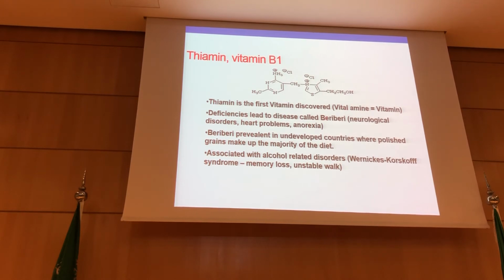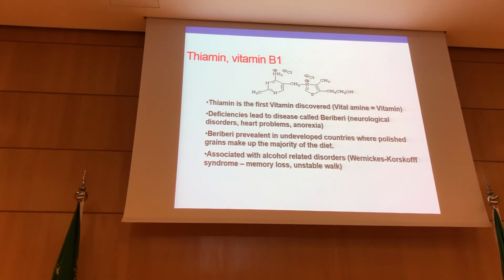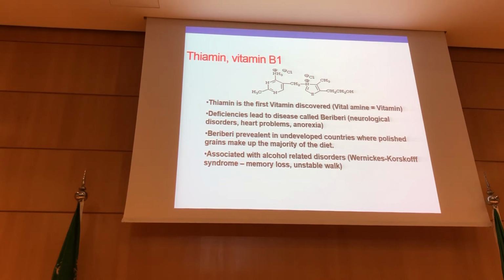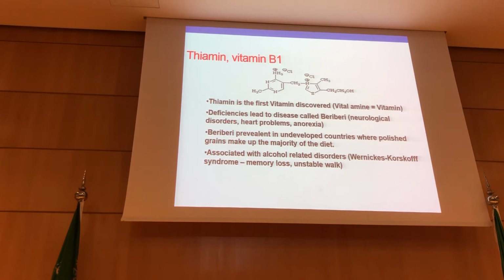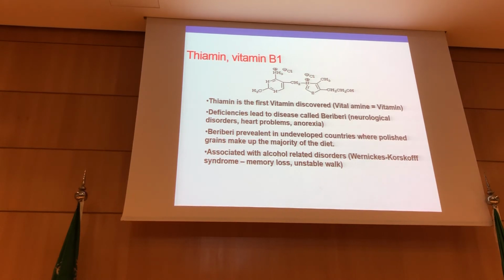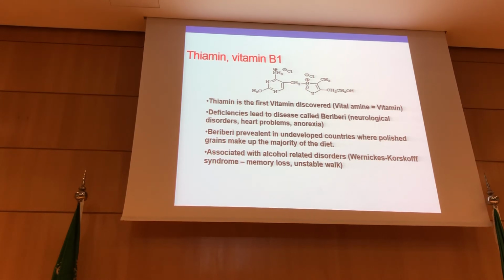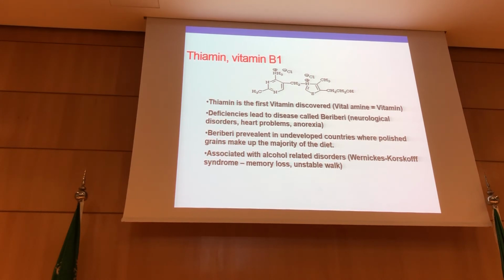Thiamine, or vitamin B1, was the first vitamin discovered. It was discovered in prisoners, by the way, because the prisoners were eating polished grains. The major diet was grains without the outer layer, and B1 is present in the outer layer. So they had the symptoms of the disease called beriberi: neurological disorders, heart problems, and anorexia. It is common in people where polished grains form the majority of the diet.